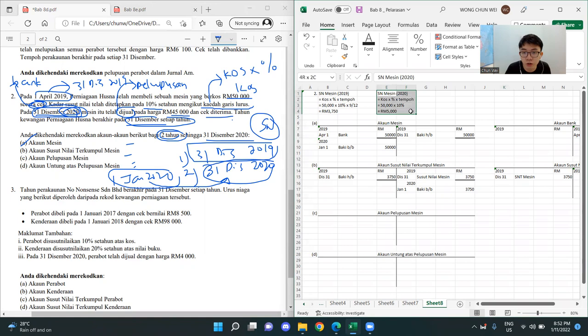Susut nilai machine for 2020, how do you calculate? Use the cost 50,000 times the percentage 10%, and it is one full year from 1st January sampai 31st. Therefore, we don't have to divide it. We don't have to spread it out. So it equals 5,000. So same thing for SNT, there's susut nilai. Whenever there's susut nilai, you record in susut nilai terkumpul. So same thing, you credit it here. Susut nilai machine, we already calculated is 5,000.